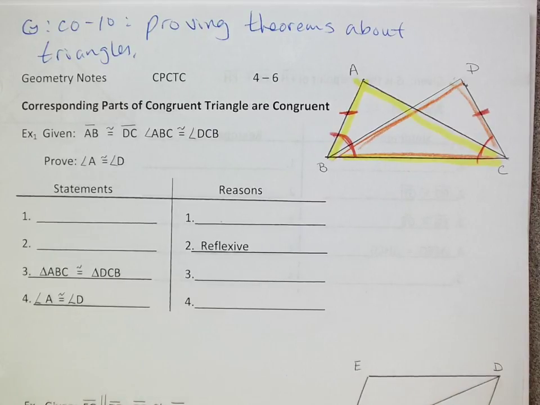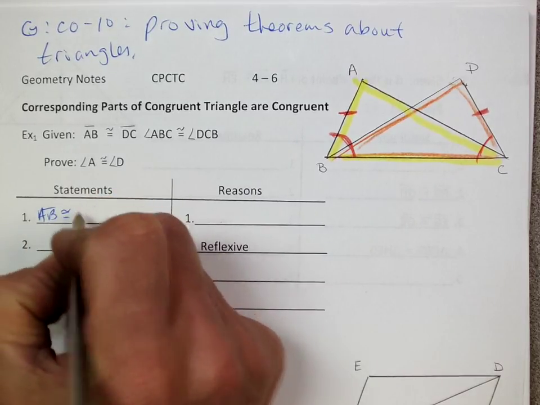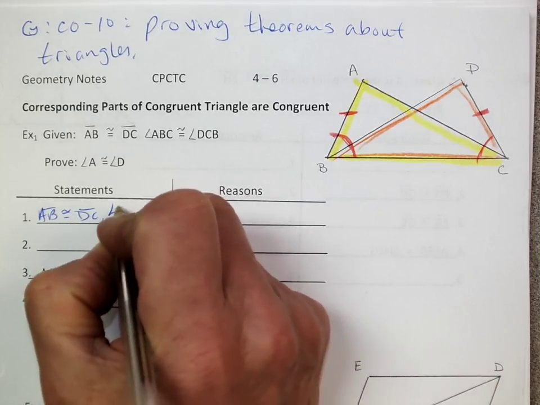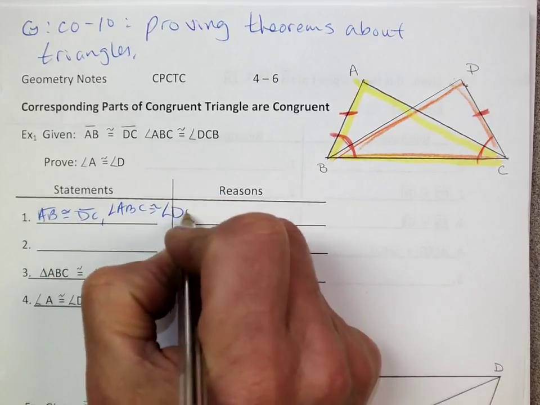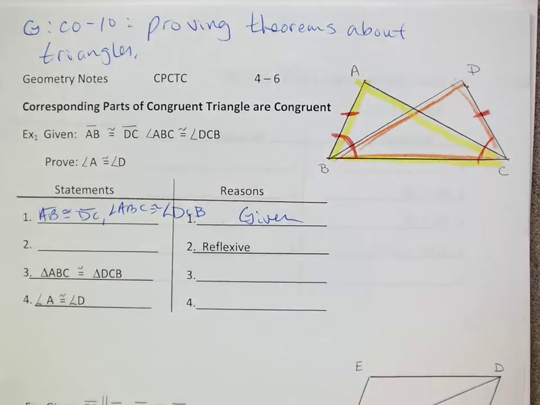So right off the bat, step one's easy, right? Everybody agree with that? Step one, AB congruent to DC, and we've got angle ABC is congruent to angle DCB by given, right? Nobody should ever miss the first step. If you miss the first step, I don't know where you've been for the last couple of months, right? Been sleeping, huh? For a whole couple of months.